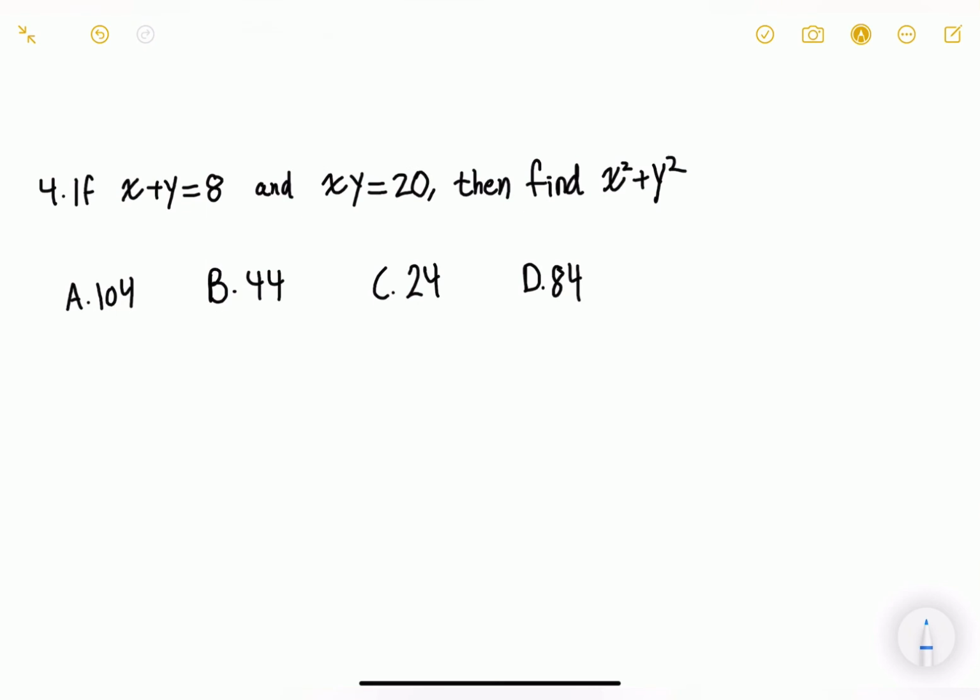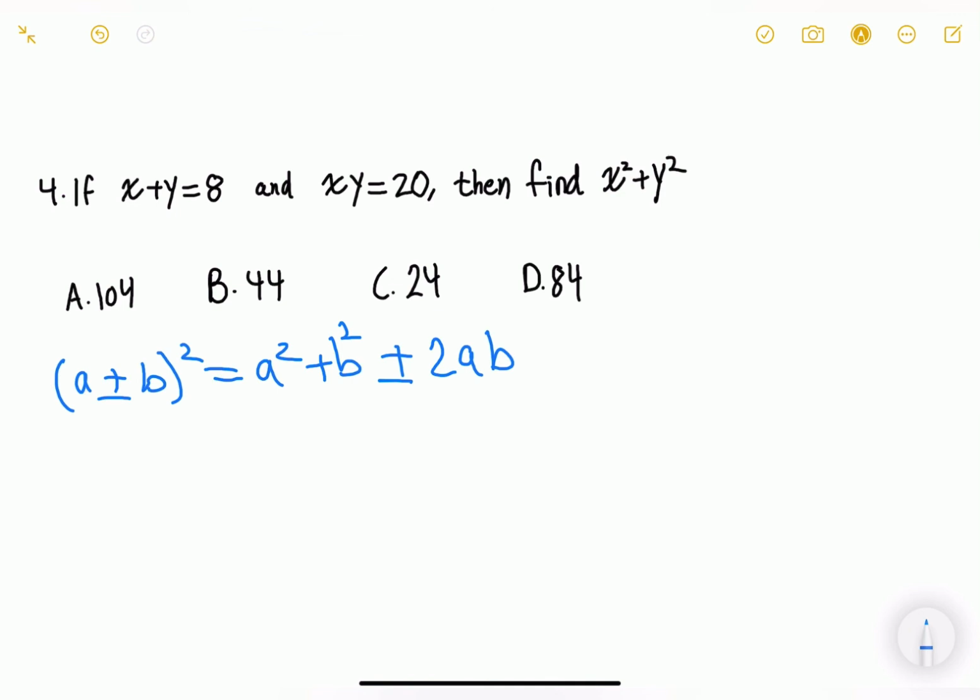Now let's move on to question number 4. Question number 4 says, if x plus y equals 8 and x times y equals 20, then find x squared plus y squared. So, do you guys remember this rule? It's a plus or minus b to the power of 2 equals a squared plus b squared plus or minus 2ab, because for both the plus and minus, they have the same rule, just with different signs.